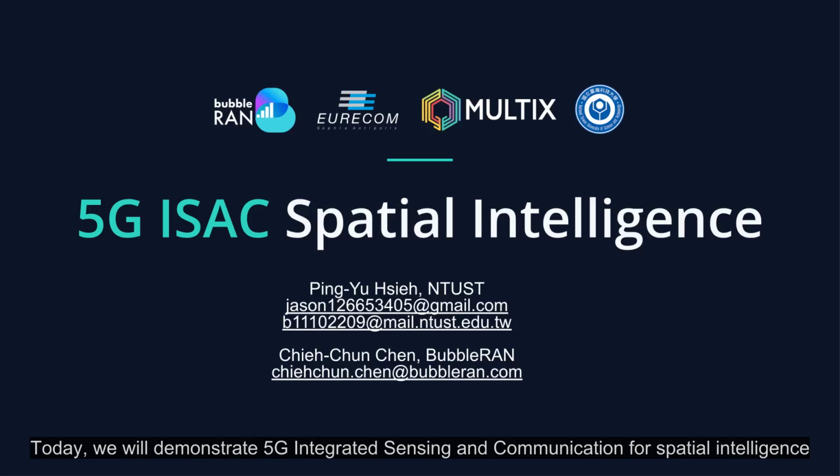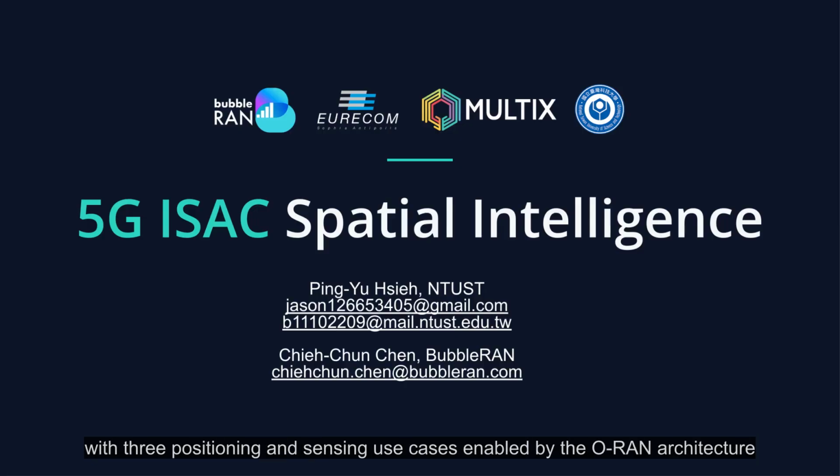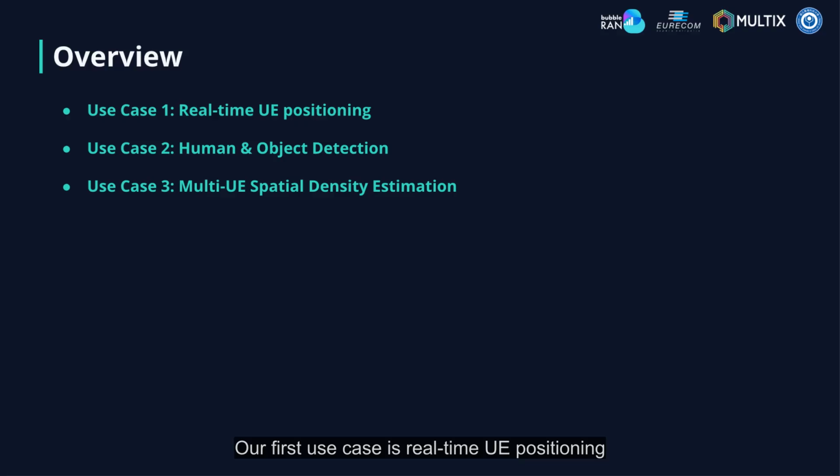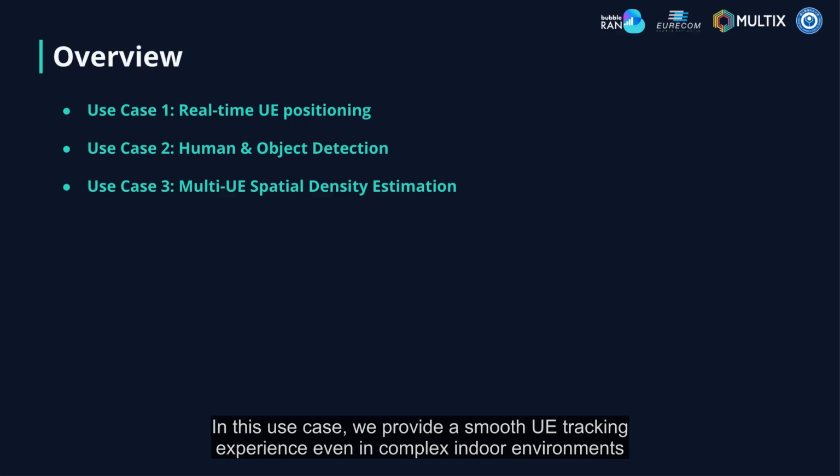Today, we will demonstrate 5G integrated sensing and communication for spatial intelligence, with 3 positioning and sensing use cases enabled by the BubbleRAN architecture. Our first use case is real-time UE positioning. In this use case, we provide a smooth UE tracking experience even in complex indoor environments.